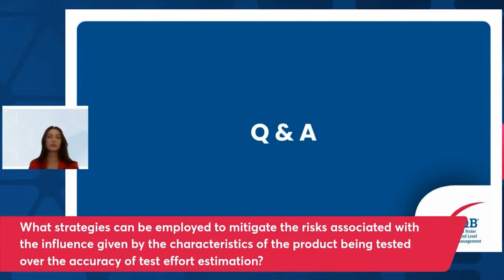Another possibility would be buffering. Including a contingency buffer in estimates would account for unforeseen complexities or issues that may arise along the process.